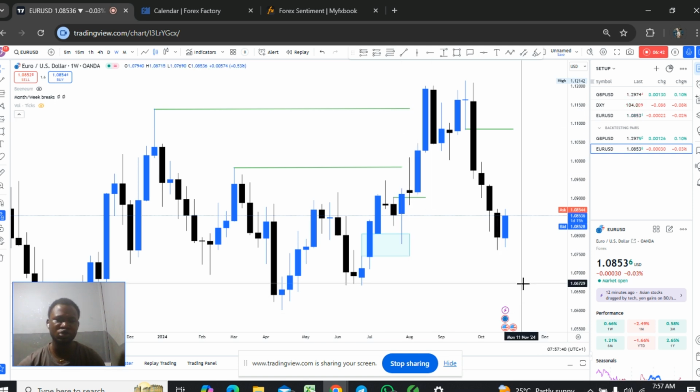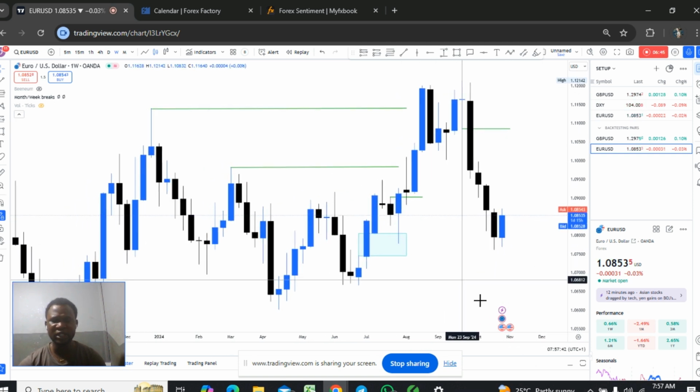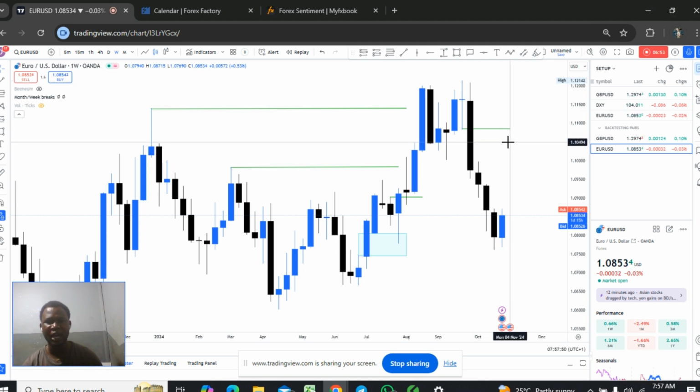You don't need too much to do on the weekly time frames. All you need to look for is how did the previous week close? Does it close in a very strong manner, with very strong momentum, or does it just beat the previous high and close back inside? You can also use that one, but I just prefer seeing the previous candle engulfing.